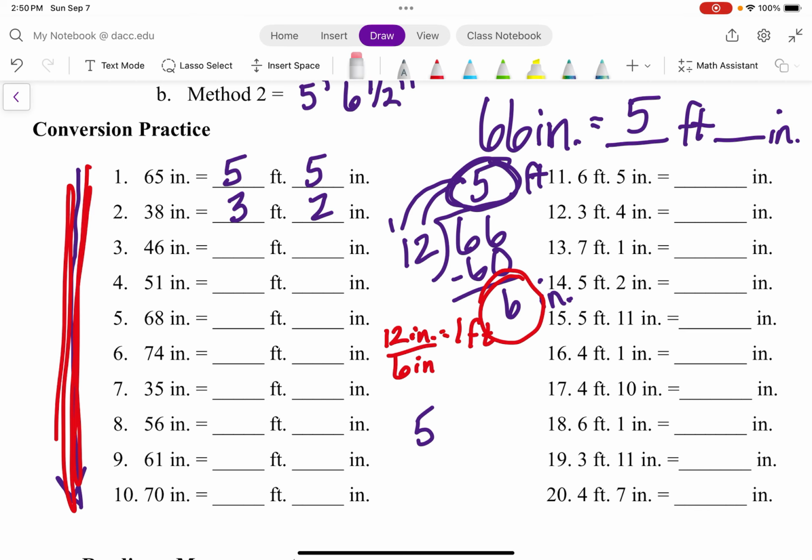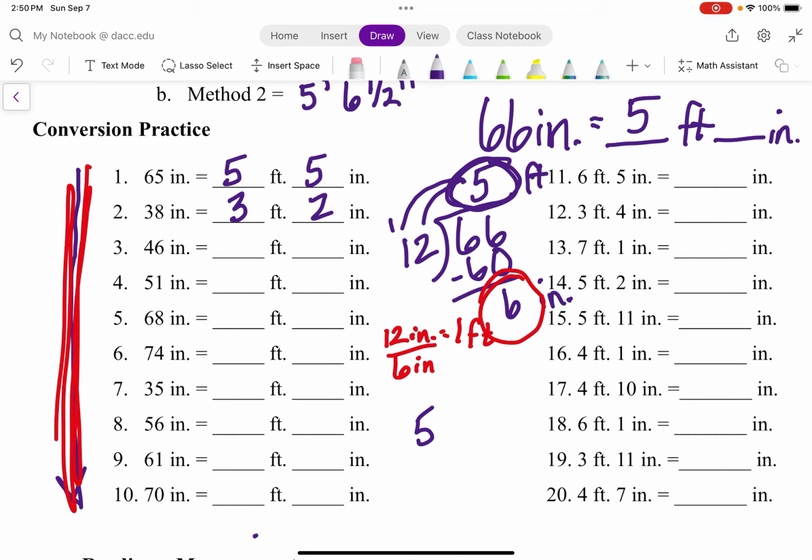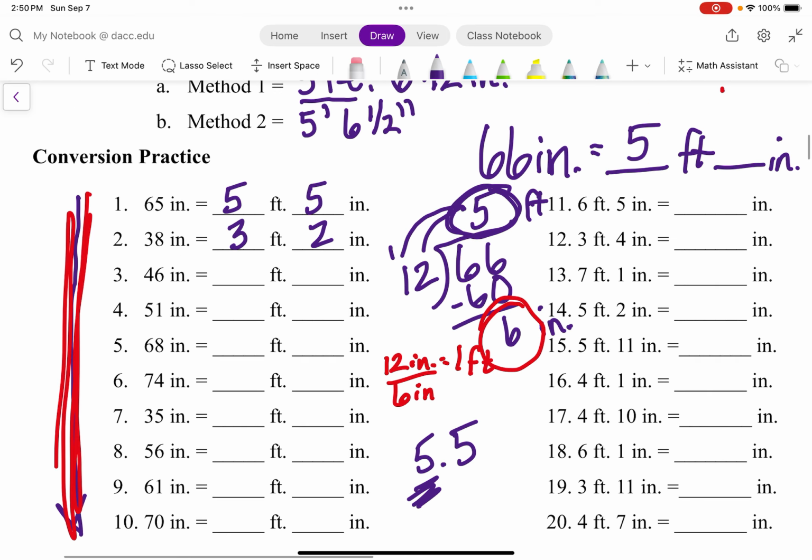Okay, so we're going to know that the number of feet, so the 5.5 on the calculator, we know the 5 is correct. So we could use that here as the 5 feet, but then we have to find what's the remaining number. And that's why it's so important to do your math like this to get the 6. So then you know it's 5 feet, 6 inches.